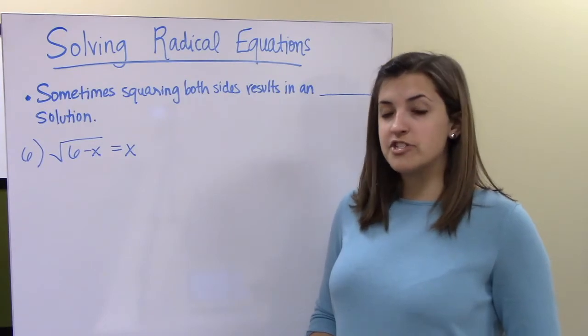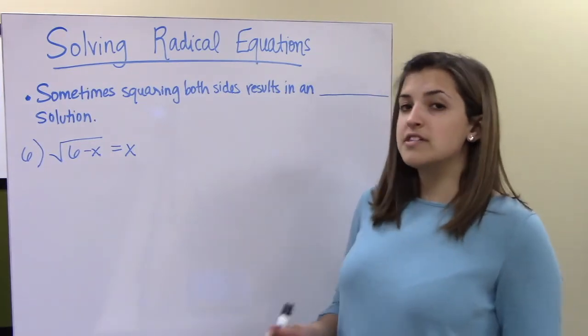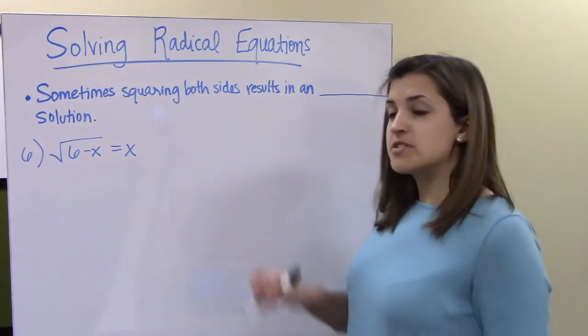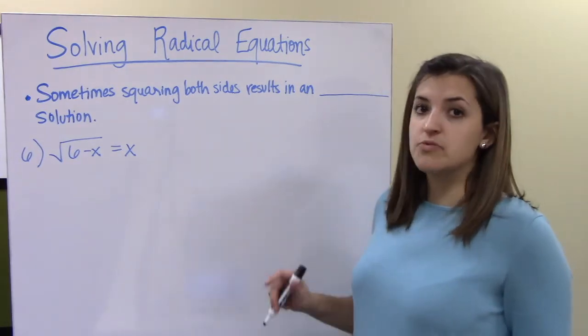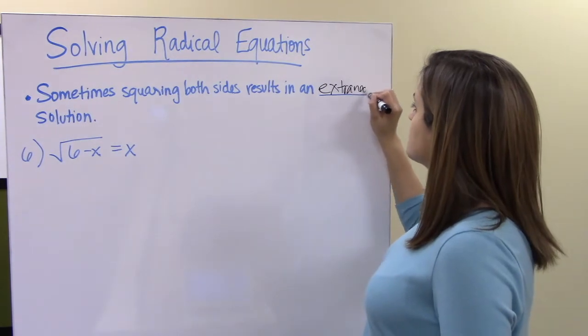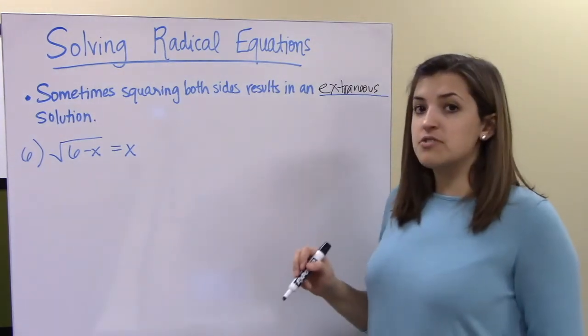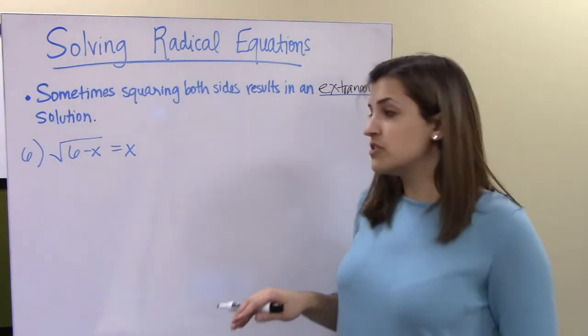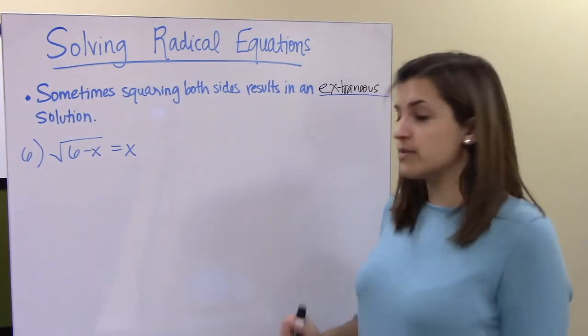All right, let's look at something a little bit different. Remember earlier when I mentioned extraneous solutions? Here we're going to see one in an actual equation. So sometimes squaring both sides can result in an extraneous solution. An extraneous solution is a solution that does not make our original equation true. So it doesn't work for our original equation.